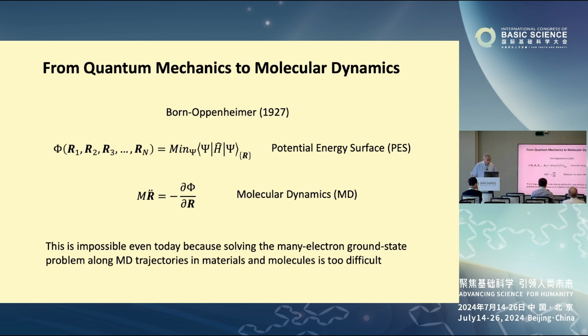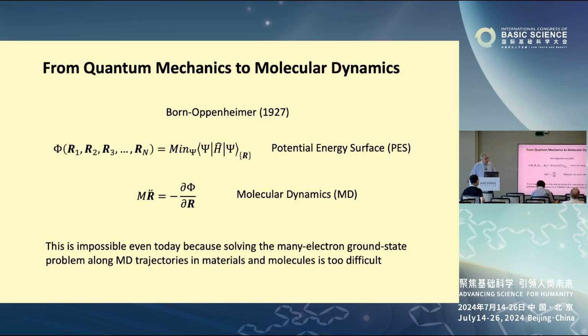If we can solve this problem, then we can evolve the dynamics of the nuclei, in general, if we are not at too low temperature, by assuming classical mechanics for the motion of the nuclei, and so we solve numerically a set of Newton's equations for the nuclei. That is the program of molecular dynamics. However, to implement this procedure is impossible even today after 100 years, because solving the many electron ground state problem along molecular dynamics trajectories in materials and molecules is too difficult.